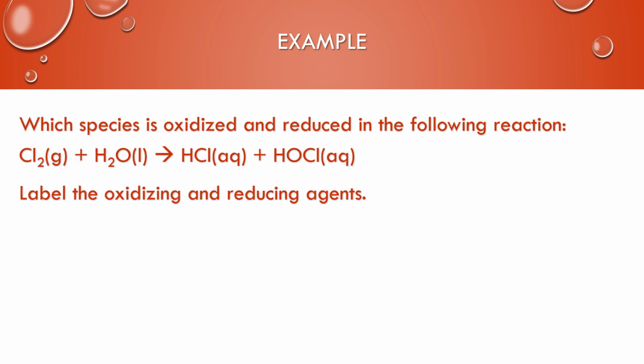Now for this example, it's asking which species is oxidized and reduced, and then label the oxidizing and reducing agents. The easiest way is to use oxidation numbers. Elements by themselves are 0. A hydrogen in a compound is +1. The oxygen in a compound is -2. So it's -1. Oxygen is -2. This chlorine, in order to get this to work out properly, becomes a +1.